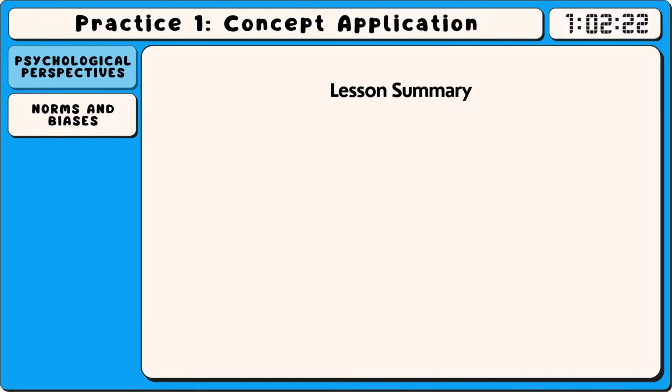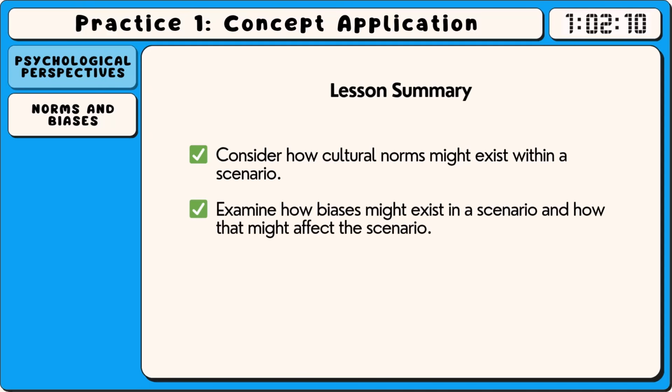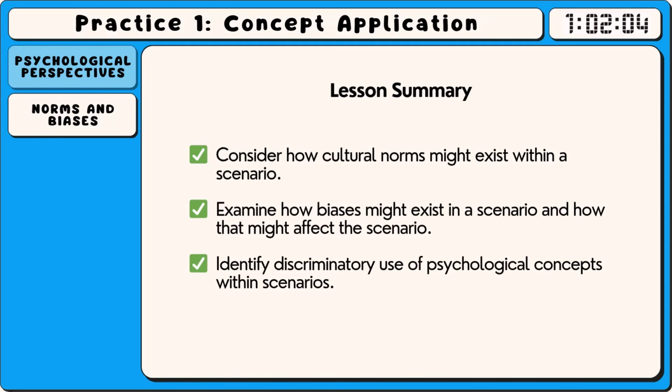All right, that brings us to the end of the free YouTube version of the second lesson. To recap, you need to be able to look at scenarios and consider how cultural norms might exist within a scenario. You also need to examine how biases might exist in a scenario and how that might affect the scenario. And finally, you need to be able to identify discriminatory use of psychological concepts within scenarios.